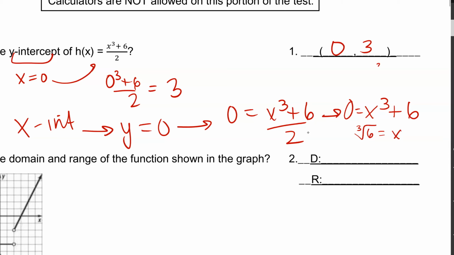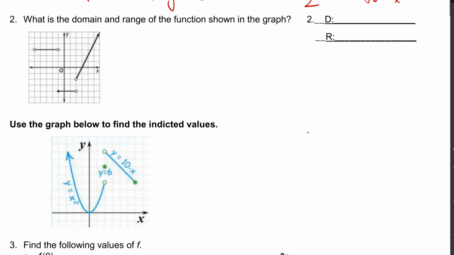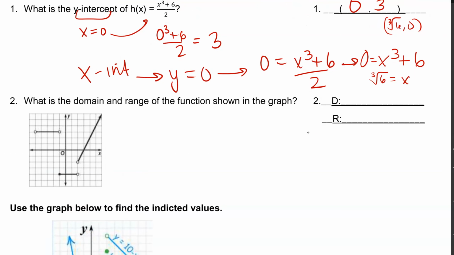So it'd literally be cube root of 6 comma 0 would be your x-intercept. So on the actual test, there's a question where I ask for both. All right. Domain and range of the functions shown on the graph. Wait, why isn't it negative? Sorry, it'd be negative. Yeah, cube root of negative 6. I'm sorry. Yeah. Okay. Cool.